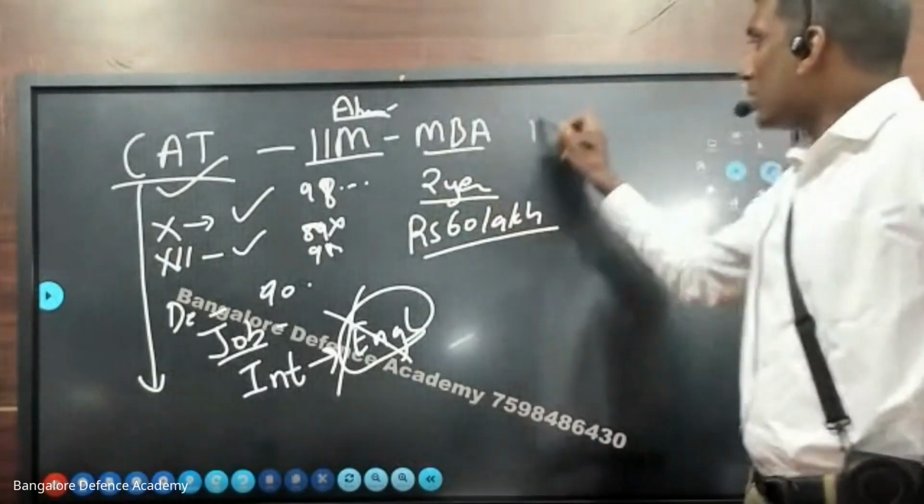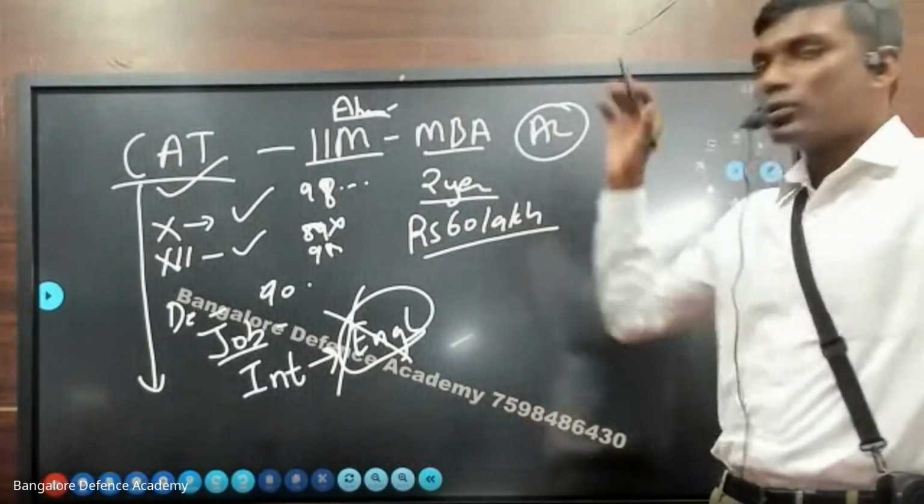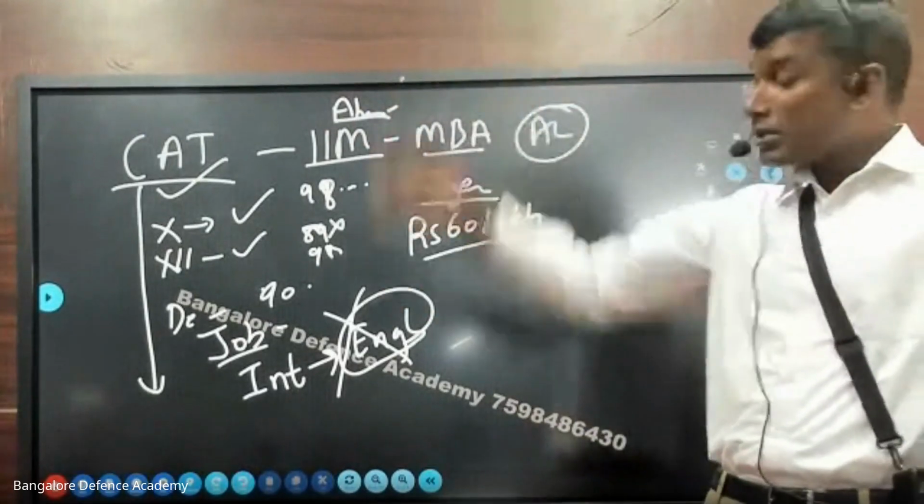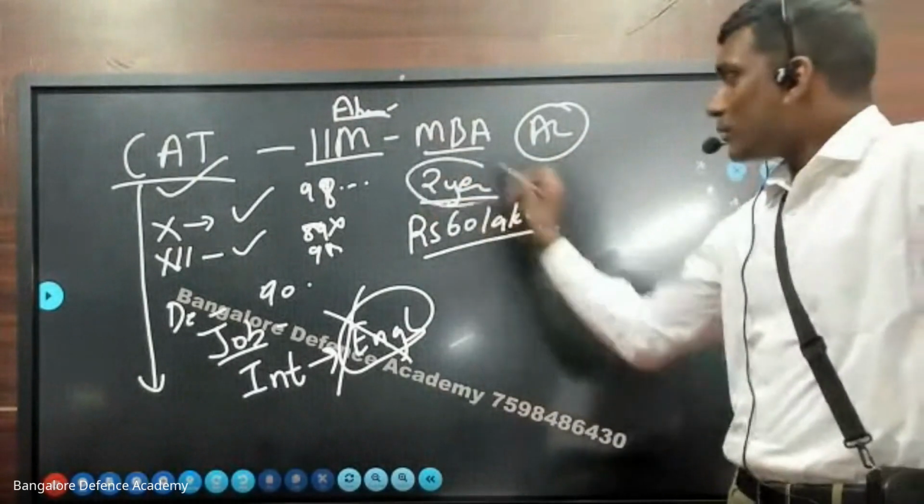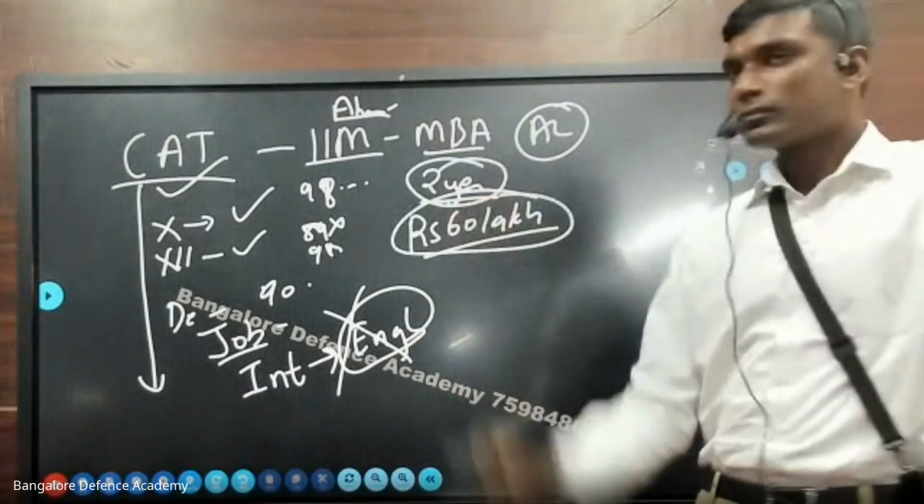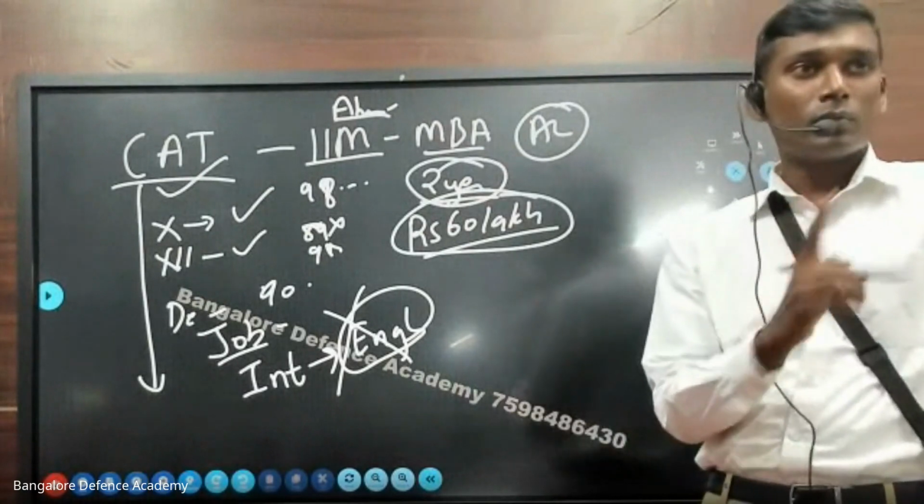So Ahmedabad is the toughest. Very rarely do you get it. Then you have Bangalore, Bhopal, Trichy, many places, all these things. Once you get into that college, you only have to study for 2 years. The fees is how much? 60 lakhs for 1 year. 60 lakh for 1 year.